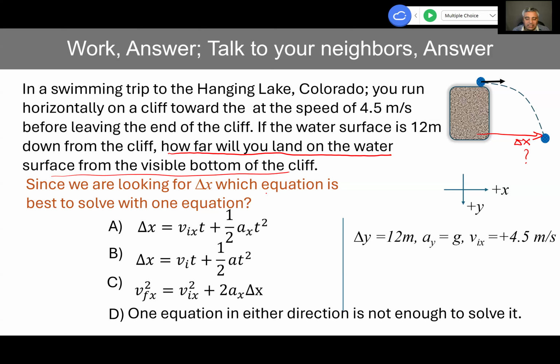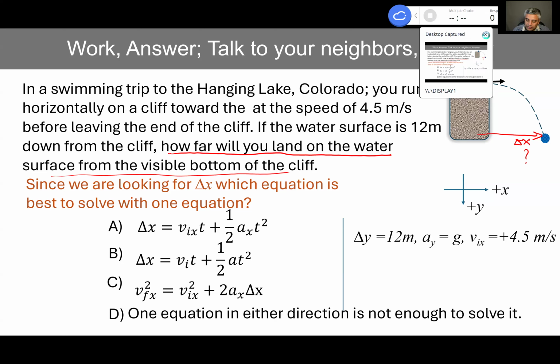Which equation is best? Some of these equations have an x subscript, and some don't. All of them have delta x, and we are looking for delta x. So which is the appropriate equation to use in this case? That's what I'm asking. So what do you think?